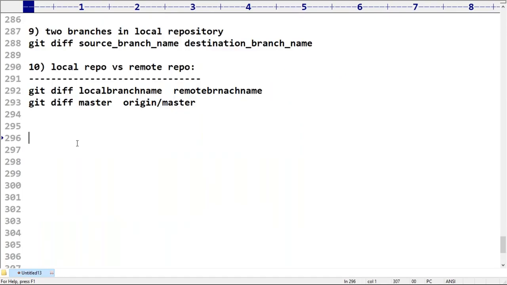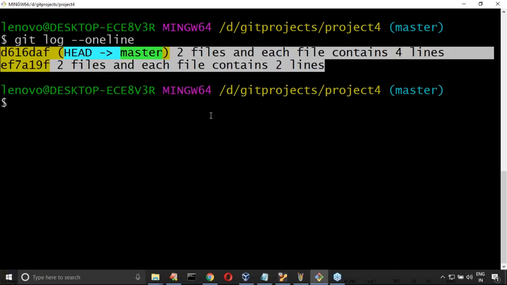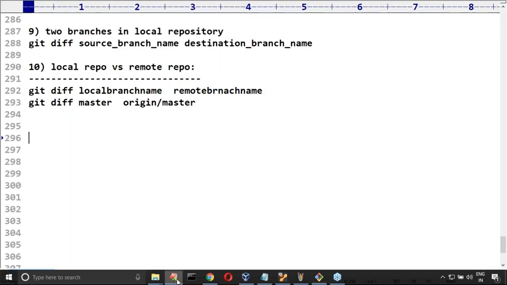Now, everything I showed from the command line: if a GUI tool, a graphical user interface tool, is there to see the difference, then we can feel more comfortable. In the next session I will explain all these differences with respect to a tool, so that you can feel how to use tools with git, and get much clarity.